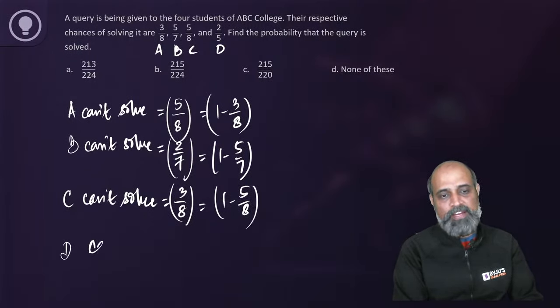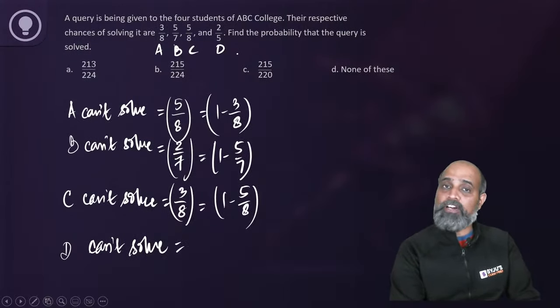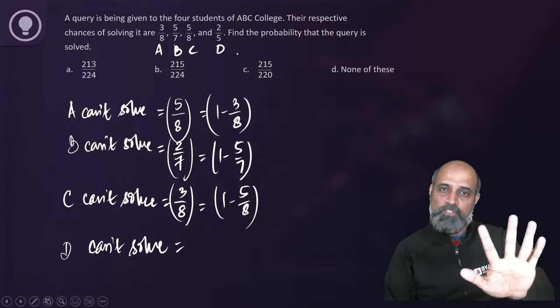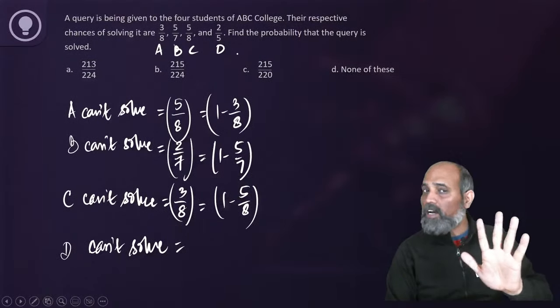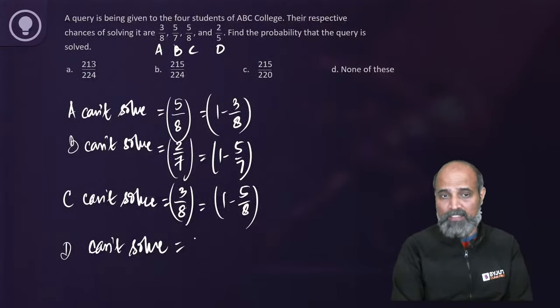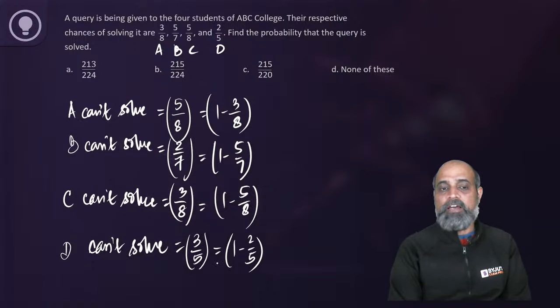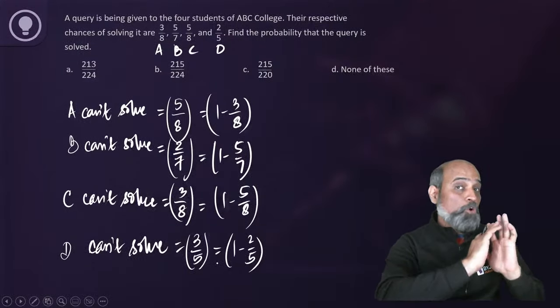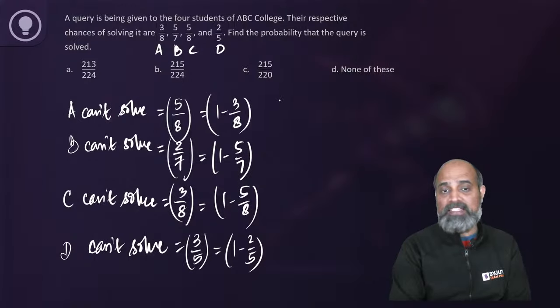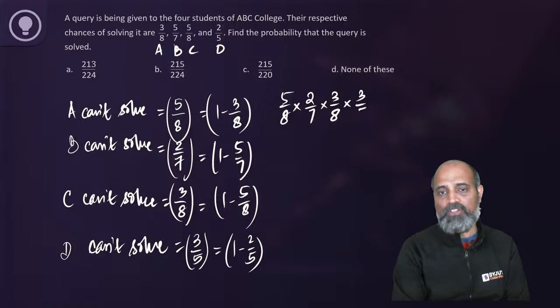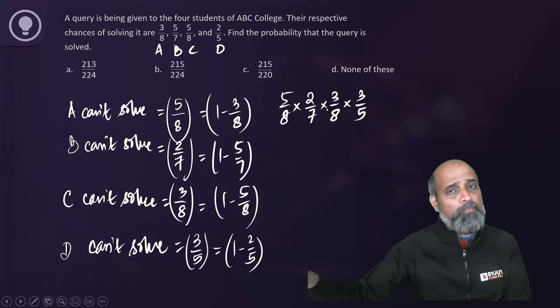And similarly, when D can't solve, for D, we have 2 upon 5. मतलब 5 बार problem दो, उसमें से 2 बार solve करेगा. Remaining 3 times he can't. So that means it's going to be 3 upon 5, which can be calculated from here. Now, if nobody can solve, so can I say A can't solve and B can't solve and C can't solve and D can't solve? This will be the product.